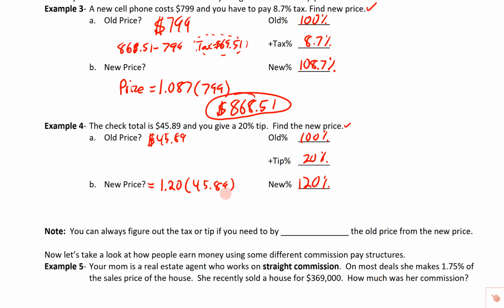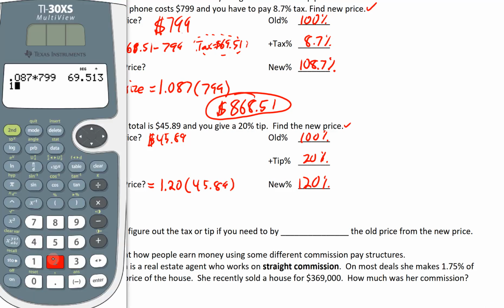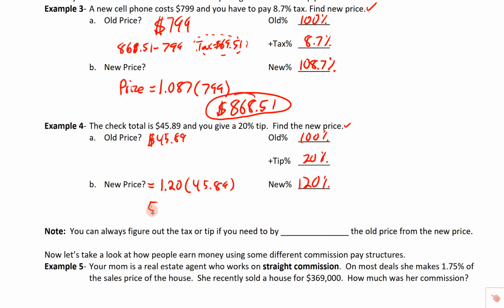$45.89. And let's throw that in the calculator. So 1.2, you could do 1.20, times 45.89, 55.06. So 55.06 $55.068. But remember, this is money we're talking about here, so this is $55.06 and a tad more. That 8 is enough to bump it up to a 7.